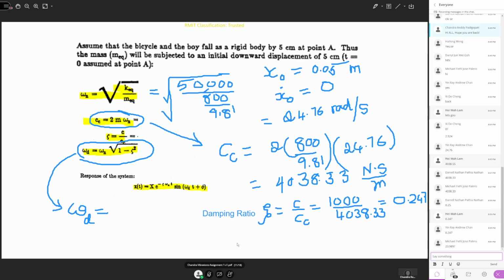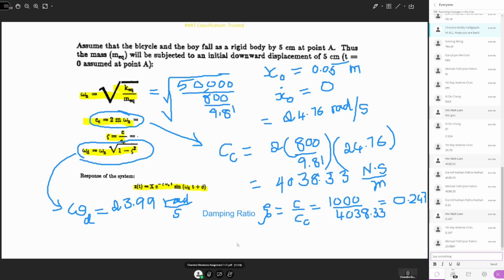That's correct, Michael. How about others? So probably you can round it off to 23.99 units, radians per second. All right, so we know omega d is 23.99 radians per second.